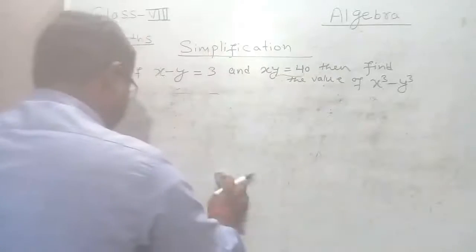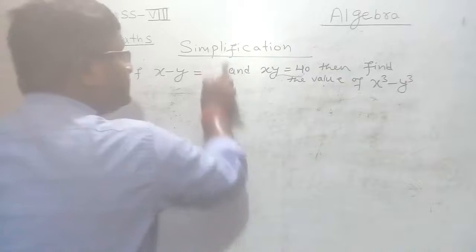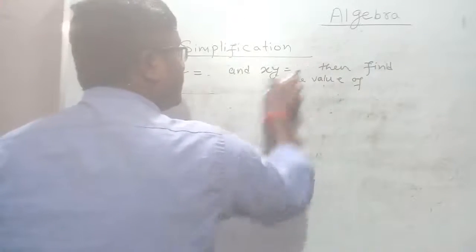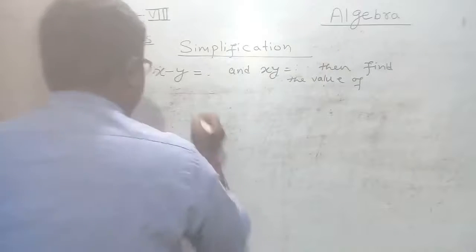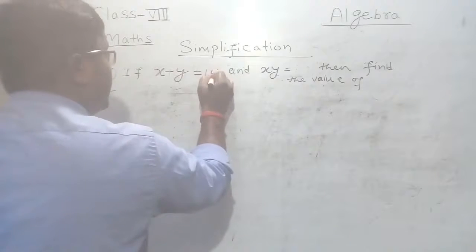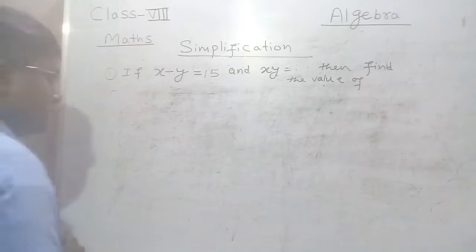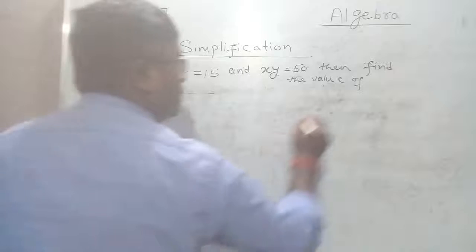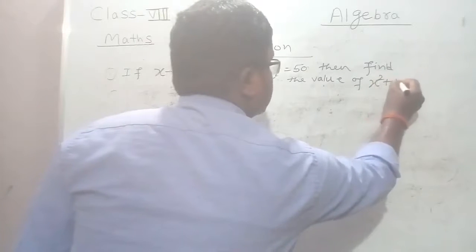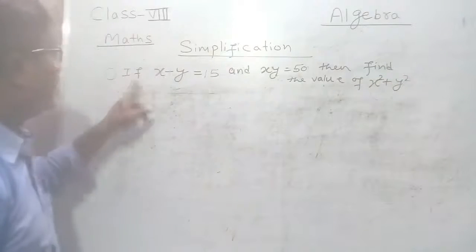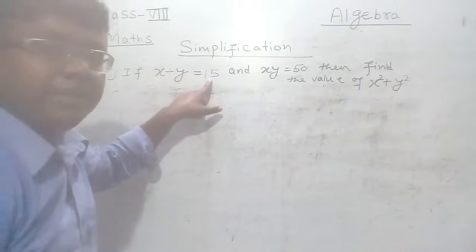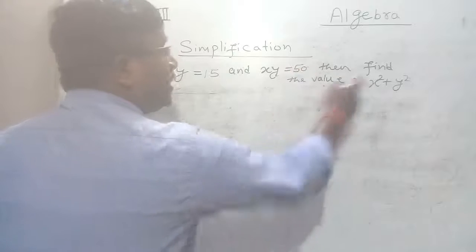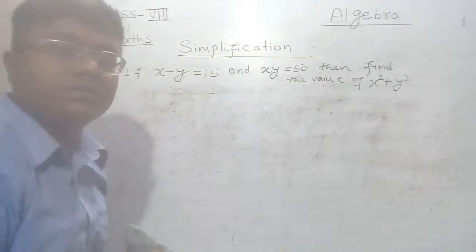Our question number 1 is: if x plus y is equal to 15 and xy is equal to 50, then find the value of x square plus y square.